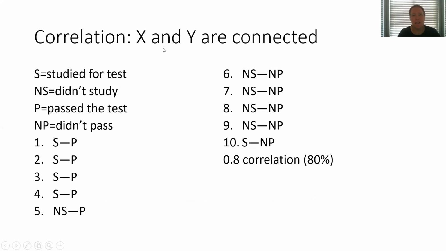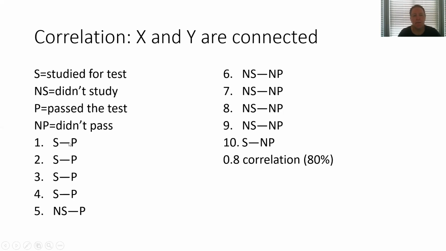One way to see this is to start with the idea of correlation. Correlation just means that X and Y are connected. The two things are connected in some way. So for example, I could do a study. I could take 10 students and I could label S for anybody who studied for the test, NS for anybody who didn't study, P for anybody who passed, NP for those who didn't pass.